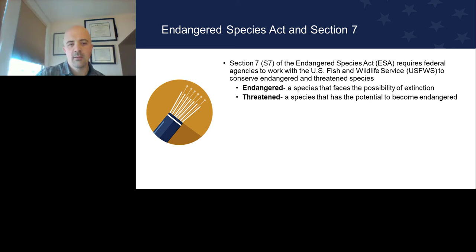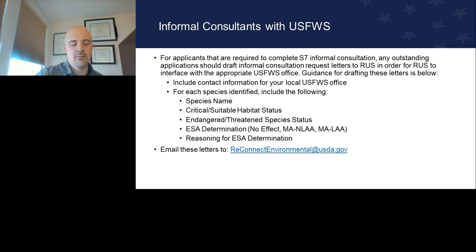Critical habitat is a defined area, a designation that U.S. Fish and Wildlife puts out. Suitable habitat is different than critical habitat. Just because the official species list identifies that there is no critical habitat, it does not mean that there is no suitable habitat in your project area.